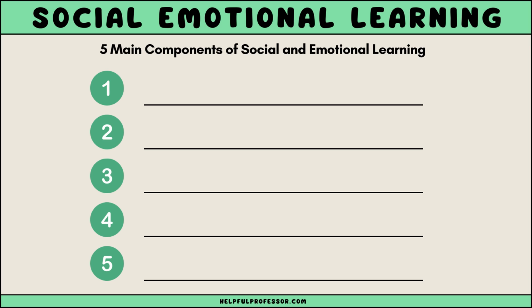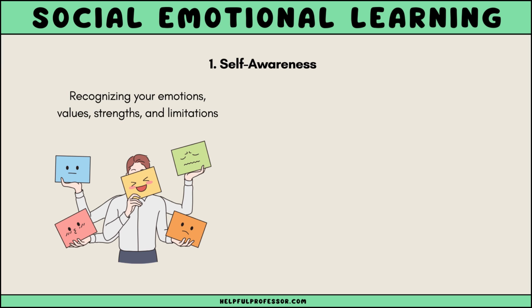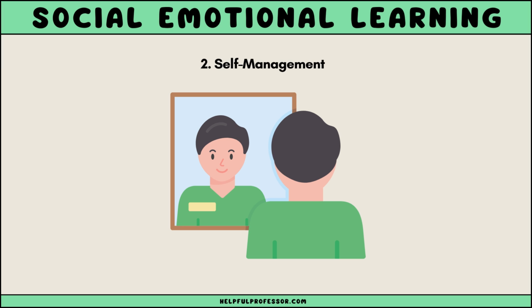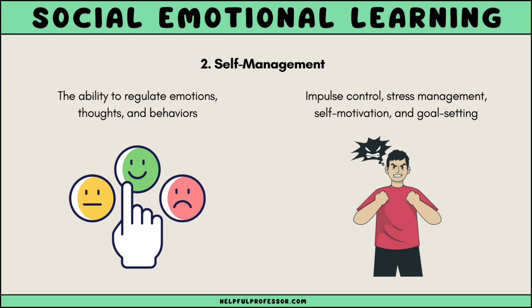According to the Collaborative for Academic, Social, and Emotional Learning, there are 5 main components that constitute social and emotional learning. The first component is self-awareness, which involves recognizing one's emotions, values, strengths, and limitations, and having a well-grounded sense of self-confidence and self-efficacy. The second component is self-management, which encompasses the ability to regulate one's emotions, thoughts, and behaviors effectively in different situations. This includes skills such as impulse control, stress management, self-motivation, and goal setting.